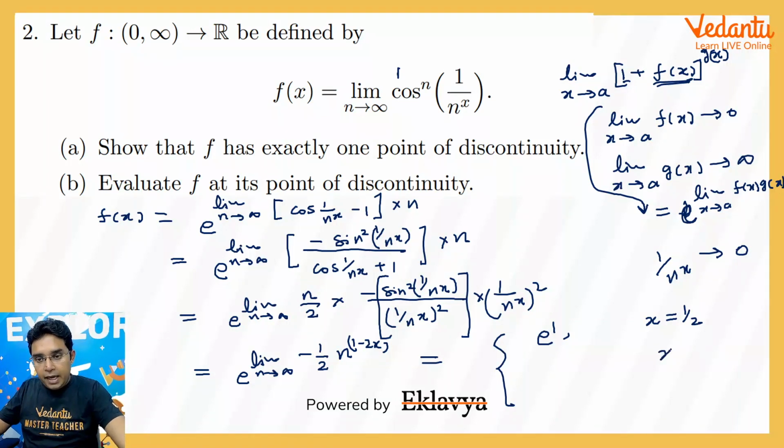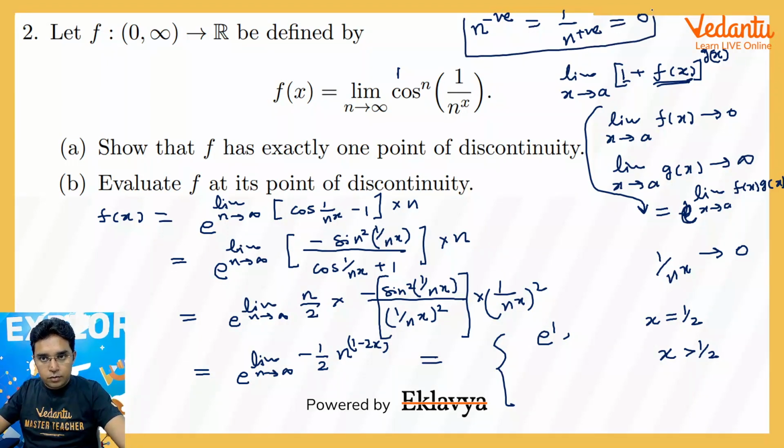If I take x greater than 1 by 2, this power will be negative. 1 minus 2x will be negative. And if n is approaching infinity and there is a negative power, that means 1 upon n power positive, where n is infinity, it has to be 0. So for x greater than half, this will become 0, and e power 0 means I will be having 1 here.